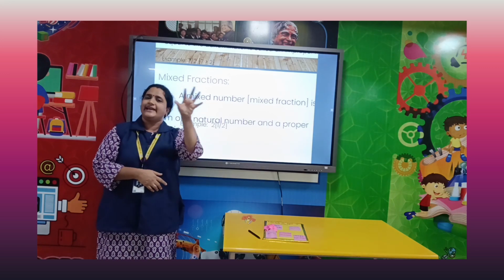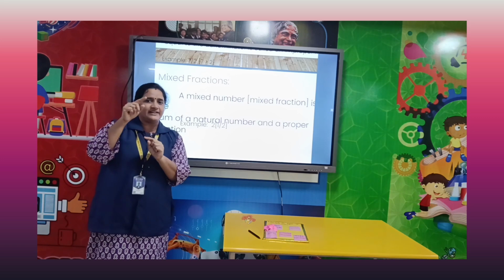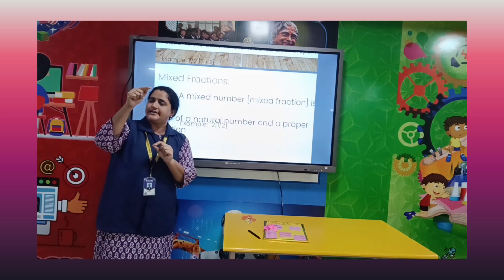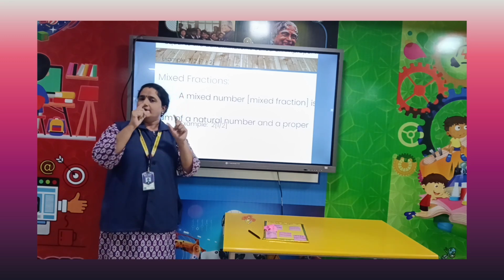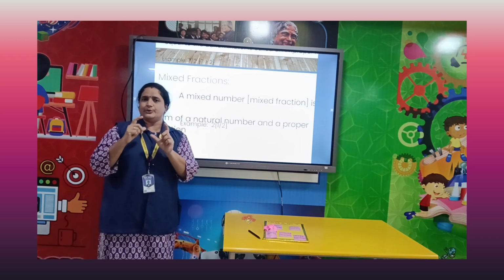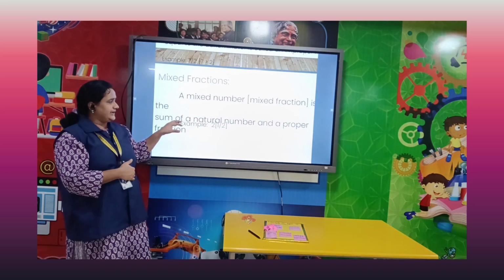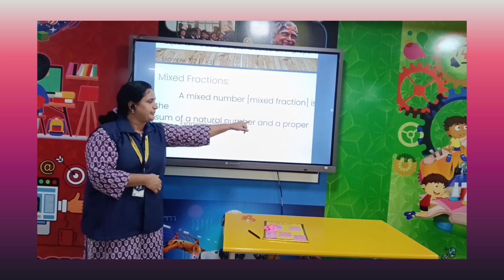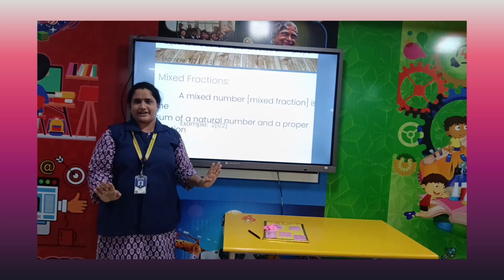Then 2 is a natural number and 1 by 2 is a proper fraction because 1 is less than 2. Yes, in a proper fraction, the numerator should be less than the denominator. So 2 plus 1 by 2 will give 2 1 by 2. That is called a mixed fraction. Here you can see 2 is a natural number and 1 by 2 is a proper fraction. So by adding these, you will get the mixed fraction.